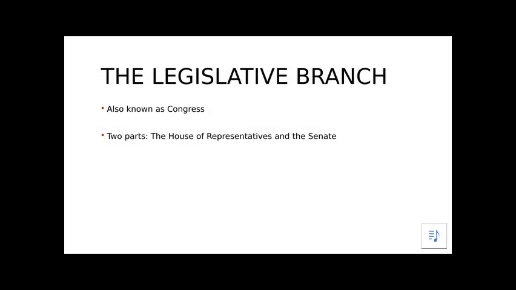So next we're going to talk about the legislative branch. It's also known as Congress. So there's 2 parts. There's the House of Representatives and the Senate. So the legislative branch has 2 different parts that make it up. There's the House of Representatives, which we're going to find out more about in a second, and the Senate, which we're going to learn about after the House of Representatives. So these are the 2 parts of the legislative branch.